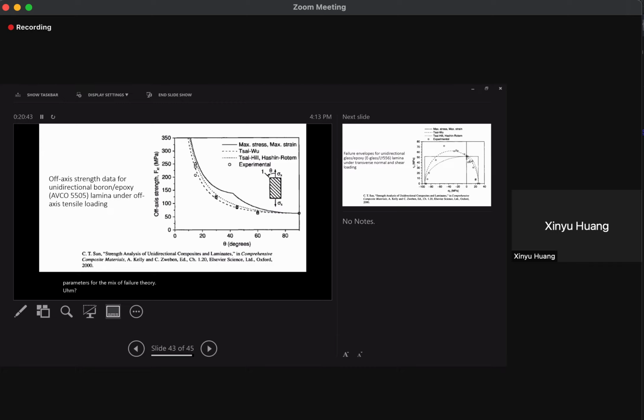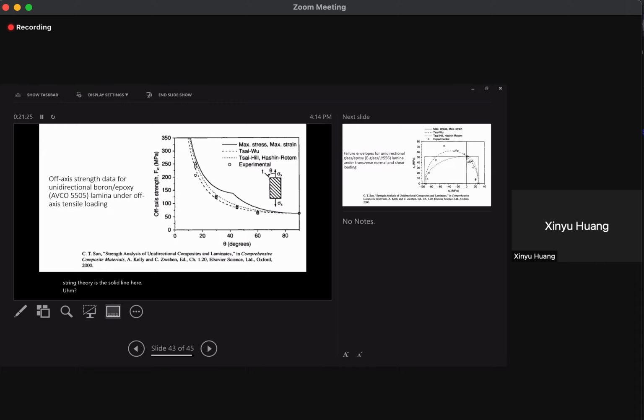These are some of the verifications comparing the performance of different failure theories, how well they predict the actual behavior, which is the dots. The dots are the actual behavior of the material. So you have an angle ply, unidirectional, and you pull it. These are the actual failure points you determined. And then you apply the theory to this material, and the maximum stress, maximum strain theory is the solid line here.